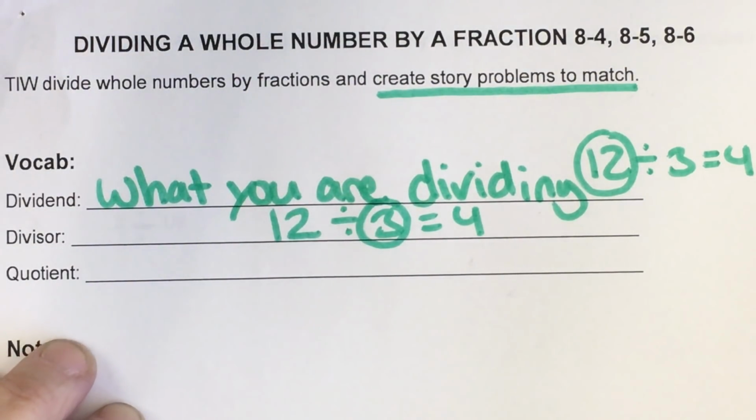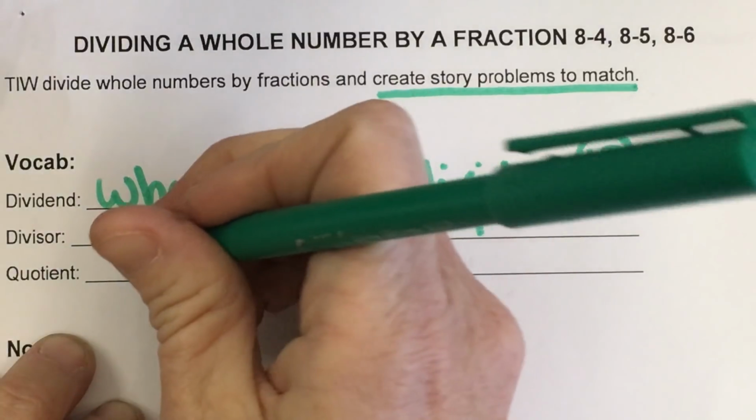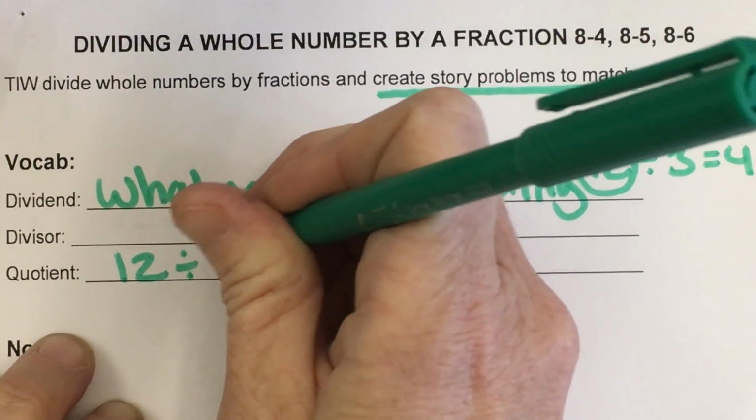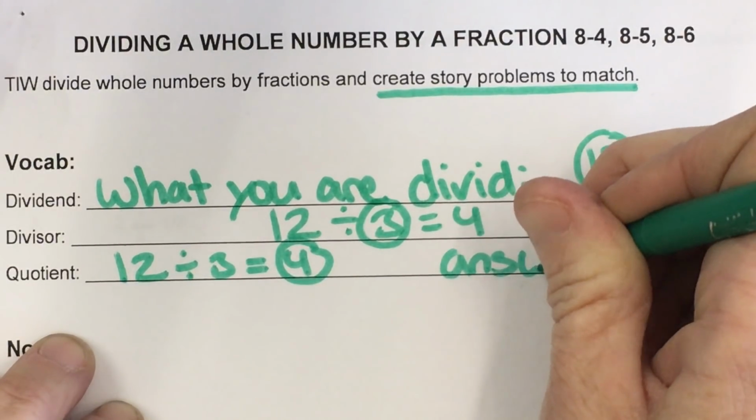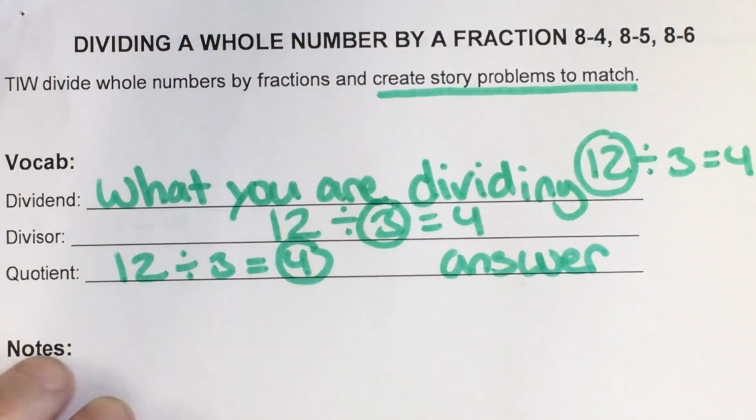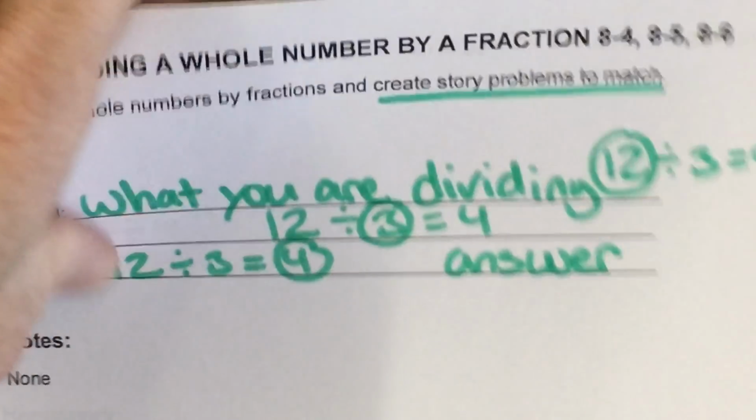A lot of times we think of the divisor as how many groups we're going to be making or how many people we're going to be passing something out to. And then in the same problem, the 4 would be our quotient, because a quotient is an answer to a division problem. Okay, we don't have any new notes for this lesson, so we're going to jump right into our steps.